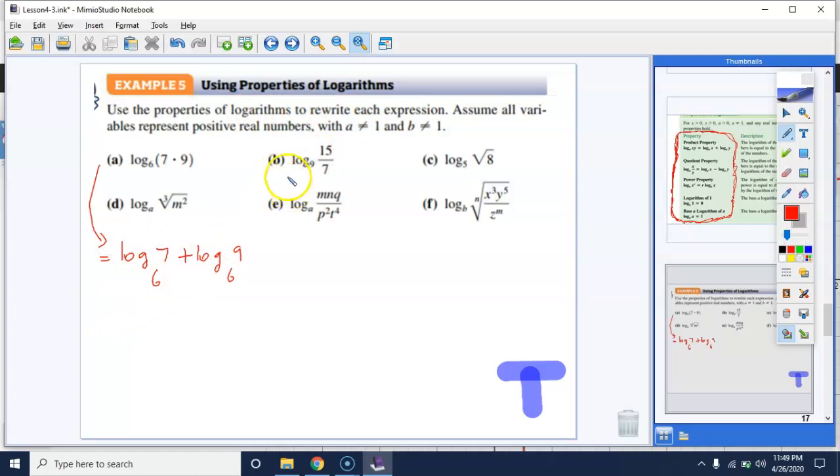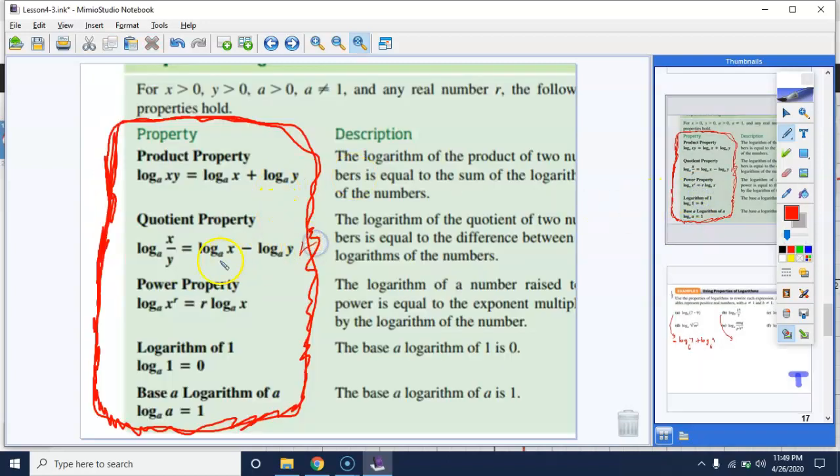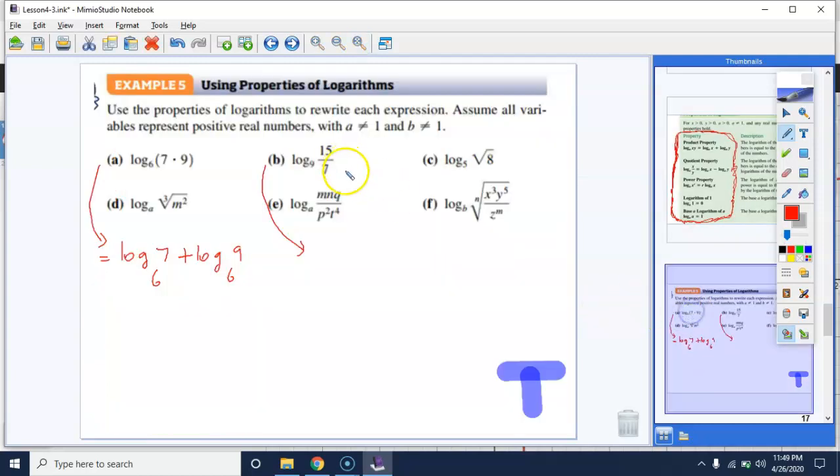Alright? Have a look at B here. So B should be what? It's divided by, so it looks like this one, right? So we're going to separate them by minus. So it should be what? Logarithm base 9 of 15 minus logarithm base 9 of 7. That's all I do here.